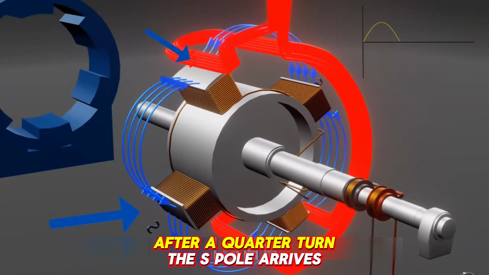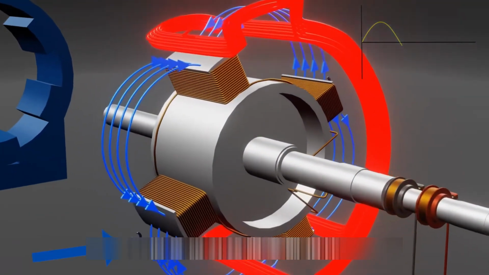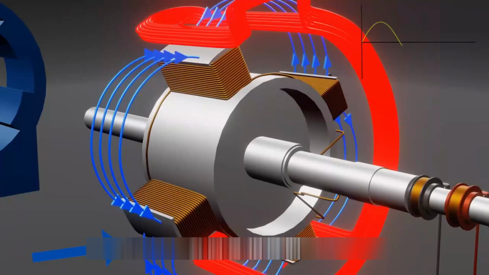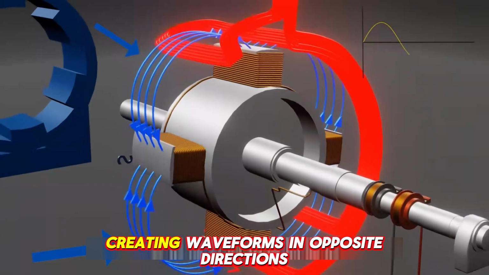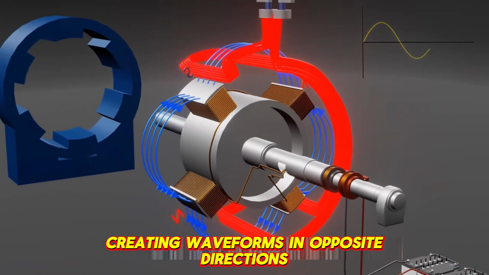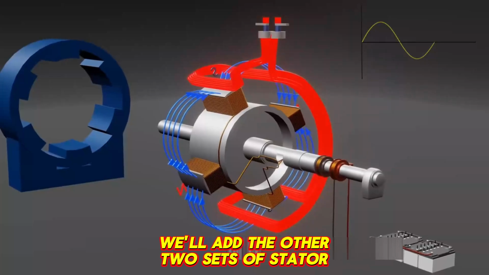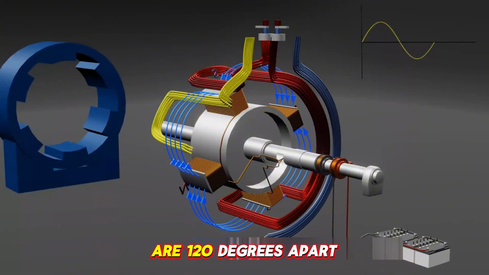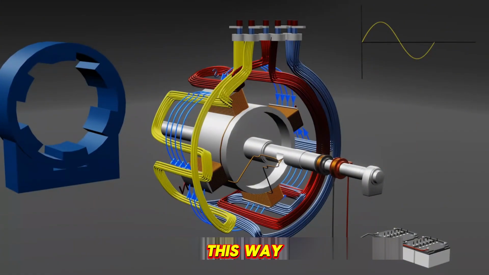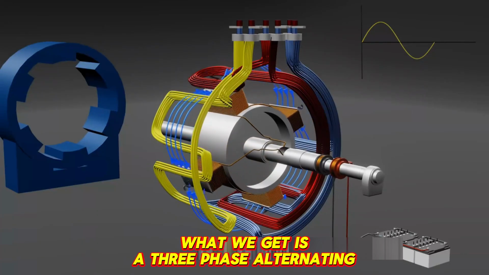After a quarter turn, the S-pole arrives at this position. But compared to before, the magnetic field lines are in the opposite direction. So, as the rotor continues to turn, creating waveforms in opposite directions, which is what we commonly call alternating current. We'll add the other 2 sets of stator windings back in, and the phase angles of the 3 stator windings are 120 degrees apart. This way, when the rotor spins, what we get is a 3-phase alternating current.